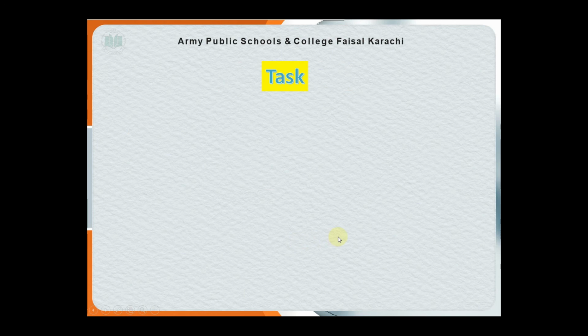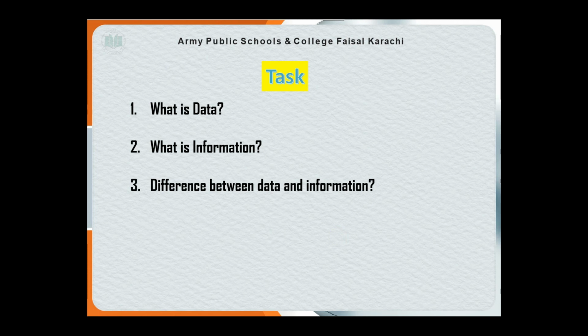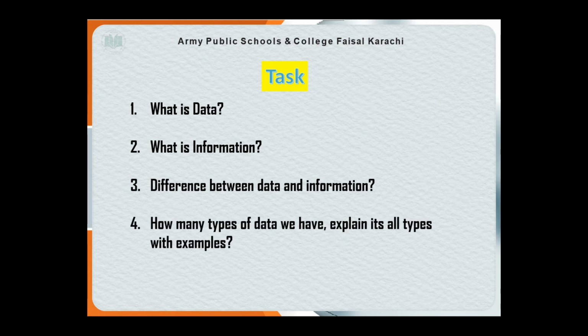Now this is your task. 1. What is data? 2. What is information? 3. Difference between data and information. 4. How many types of data do we have? Explain all types with examples.